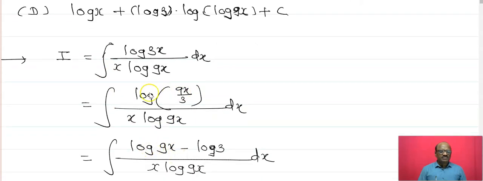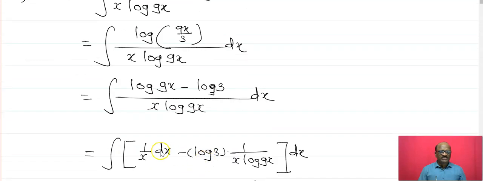Then split this up by using the rules of the logarithm. What is the rule of logs here? The log of m upon n is equal to log of m minus log of n. That is the log of 9x minus log of 3, upon x log of 9x. And then split this up. If you split this up, then what will happen? The integral of log of 9x upon x log of 9x, the 9x gets cancelled, and in the bracket you will get 1 upon x dx minus log of 3 into 1 upon x log of 9x, bracket complete, into dx.